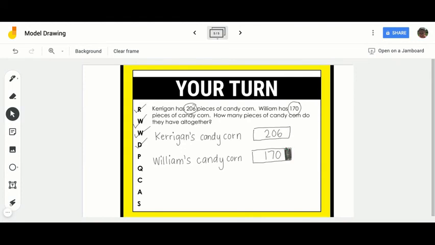All right, so now I've plugged in my information. Let's read our question sentence. How many pieces of candy corn do they have all together? So I want to know the total between both of them. So I'm going to connect them together out to the side and put my question mark out there because I want to know both Kerrigan's and William's. So there's my question mark.